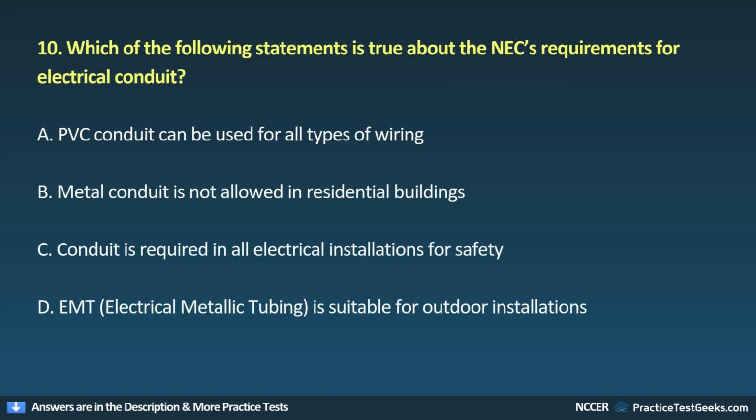10. Which of the following statements is true about the NEC's requirements for electrical conduit? A. PVC conduit can be used for all types of wiring. B. Metal conduit is not allowed in residential buildings. C. Conduit is required in all electrical installations for safety. D. EMT, electrical metallic tubing, is suitable for outdoor installations.